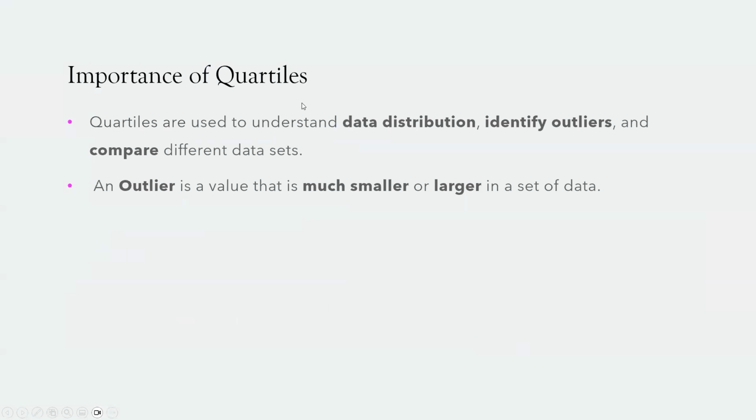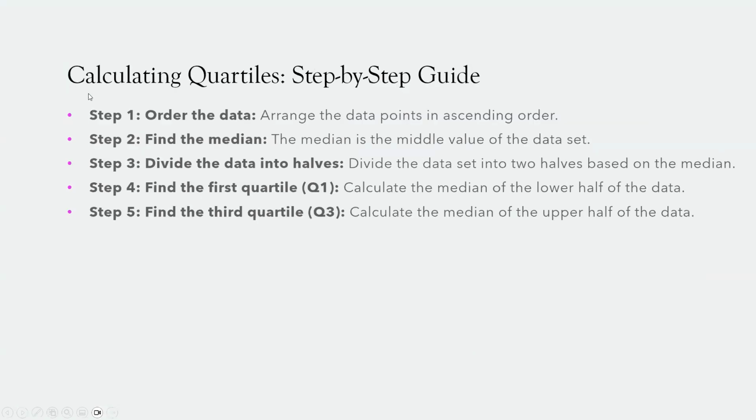Why do we use those? What is the importance? Quartiles are used to understand data distribution, identify outliers, and compare different data sets. An outlier is a value that is much smaller or much larger in a set of data. So let's see what the step-by-step method is.